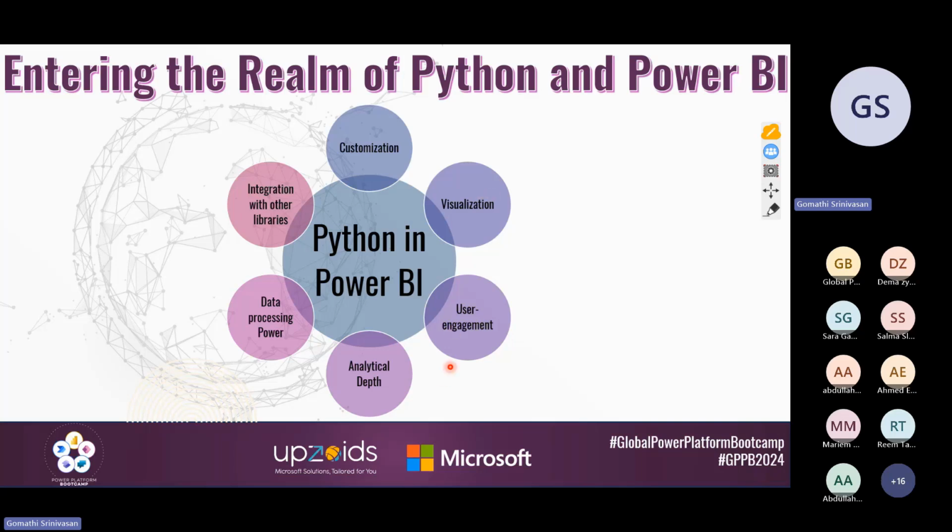Next one is enhanced user engagement. Python integration brings advanced interactivity to Power BI reports. This includes dynamic elements within visuals that respond to user actions such as selections or hover events, providing a more engaging and interactive experience for the report viewers. Next comes analytical depth. With Python, Power BI users can go beyond surface-level insights to perform sophisticated statistical analysis and predictive modeling directly within their reports.